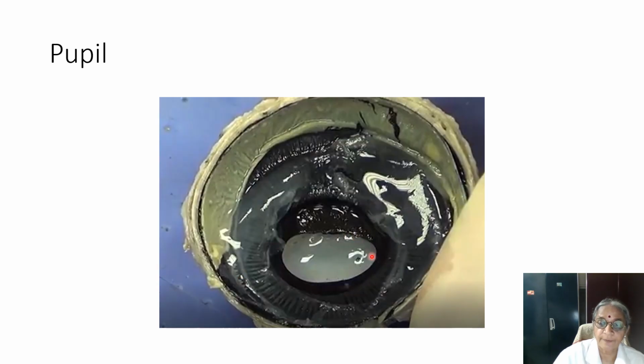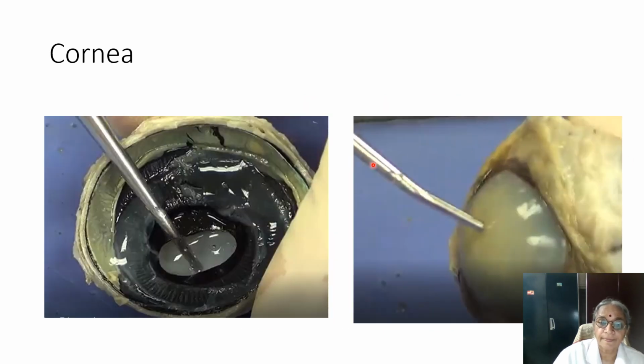Now you can see the pupillary margin clearly and the iris also. This is the iris and this is the ciliary body. Now this is the iris and then the probe is touching the posterior surface of the cornea. So this is the anterior surface of the cornea.